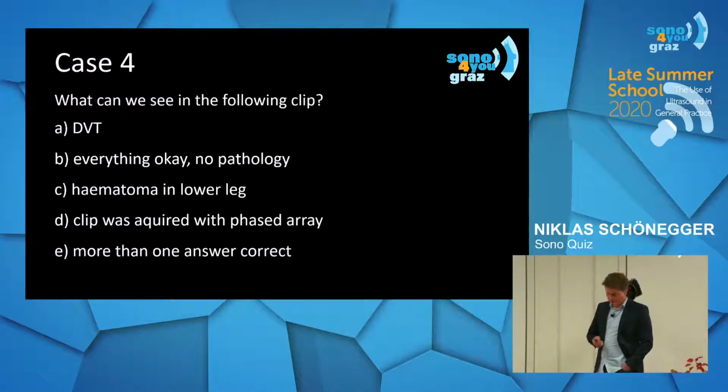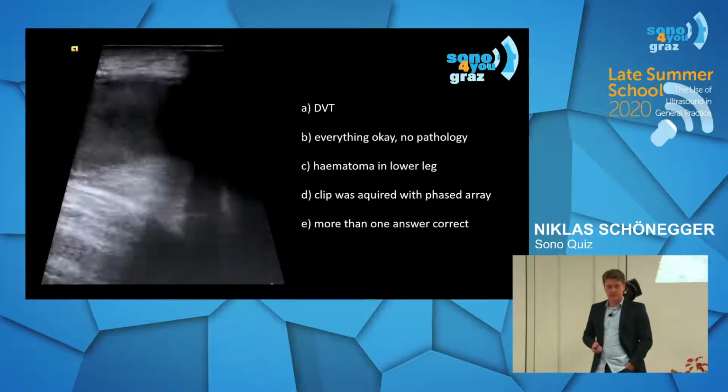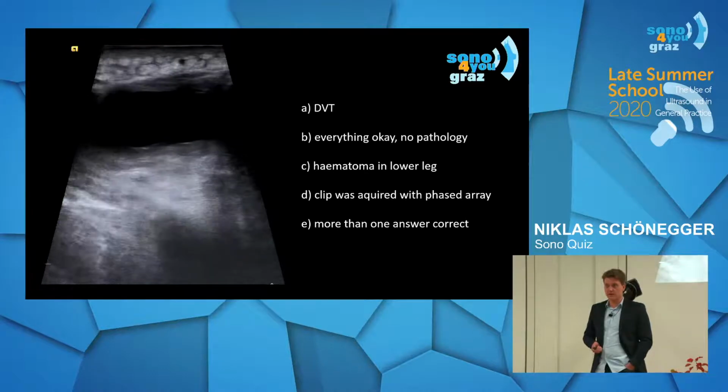Now I want to know from you, is this maybe, again, a deep vein thrombosis, because the patient had the same symptoms as the last patient? Do you think this is okay, the patient has no problem? Maybe he has a hematoma in lower leg? Do you think this clip was acquired with a phased array? Or do you think more than one answer is correct? So if you think this might be a thrombosis, please raise your hand.